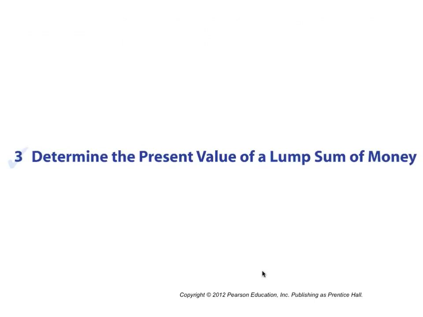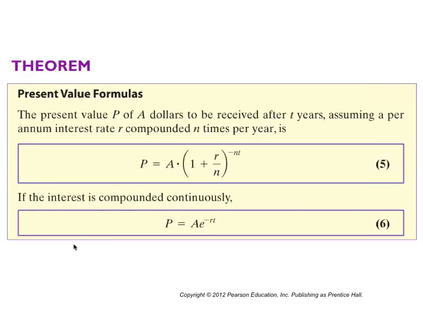Okay, and now let's look at determining the present value of a lump sum of money. So we have a couple of present value formulas. You can also use the other formulas that we looked at, and you would just be solving for a different variable, but these work as well. So the present value P of $A to be received after T years, assuming interest rate of R, compounded N times a year, so all the same kind of jargon there, is going to be given by this.